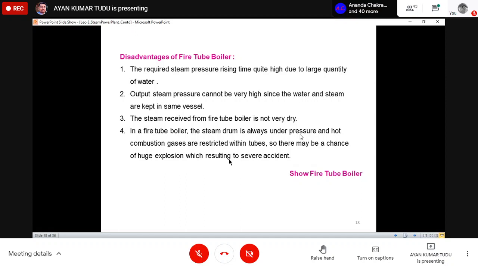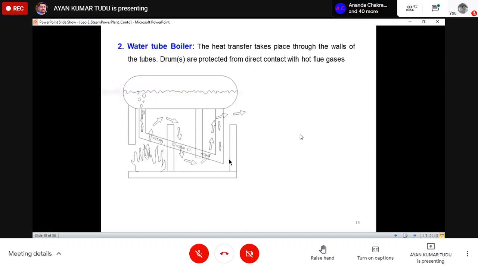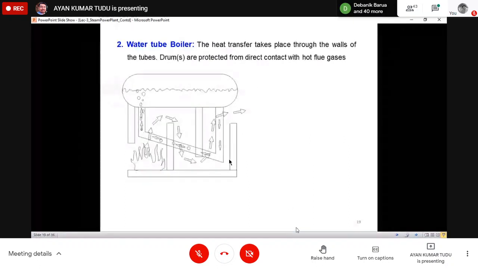Yes, here it is, the water tube boiler. As you can see, the level of water in the water tube is the same. The heat transfer takes place to the walls of the tubes, and the drums are protected from direct contact with hot flue gases.